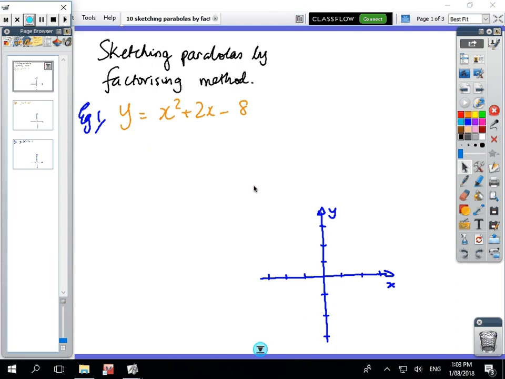Okay, so we're looking at another sketching parabola method called factorising.